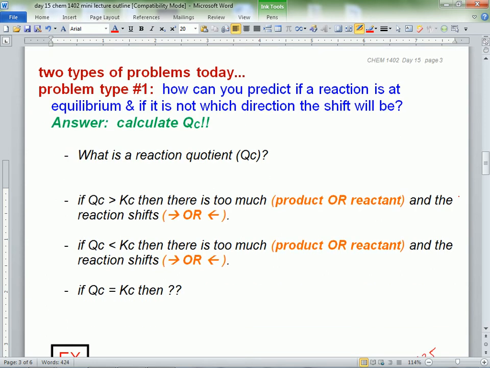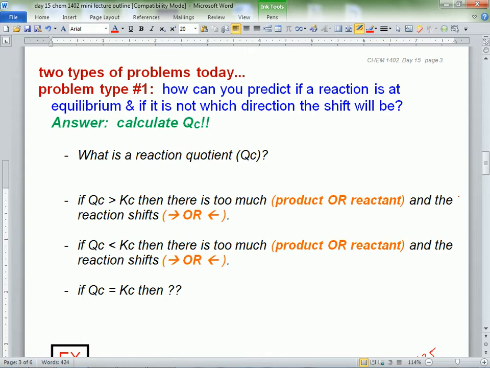There's two problems, two types of problems. The first type of problem you're going to see in the homework is how can you predict if a reaction is at equilibrium? And if it's not at equilibrium, it has to shift either towards reactants or has to shift towards products to get to equilibrium. Okay? So the question is going to be, are you at equilibrium? If not, which direction is the equilibrium going to shift?